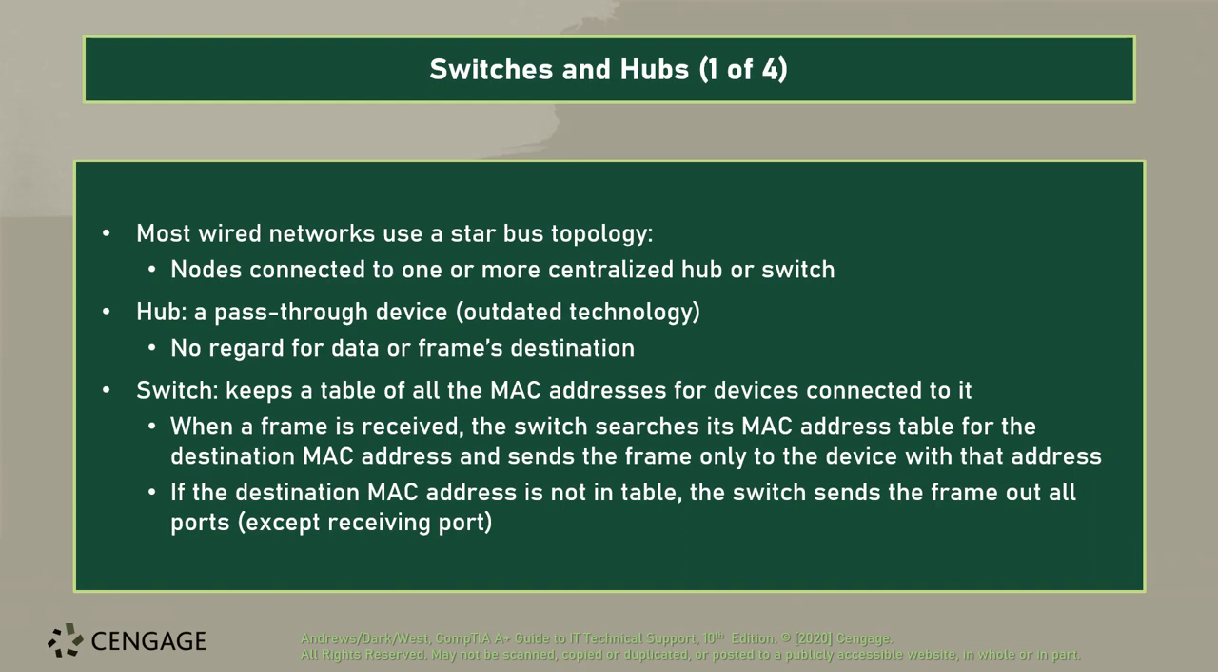Now, a switch is very much like a hub, but it keeps track of all the MAC addresses for devices that are connected to it. When a frame is received, the switch goes ahead and searches the MAC address table for the destination MAC and sends the frame only to the device with that address. If the destination MAC is not in the table, the switch will send the frame out of all ports except the one for receipt. Very similar to what we talked about with the regenerative properties of the hub.